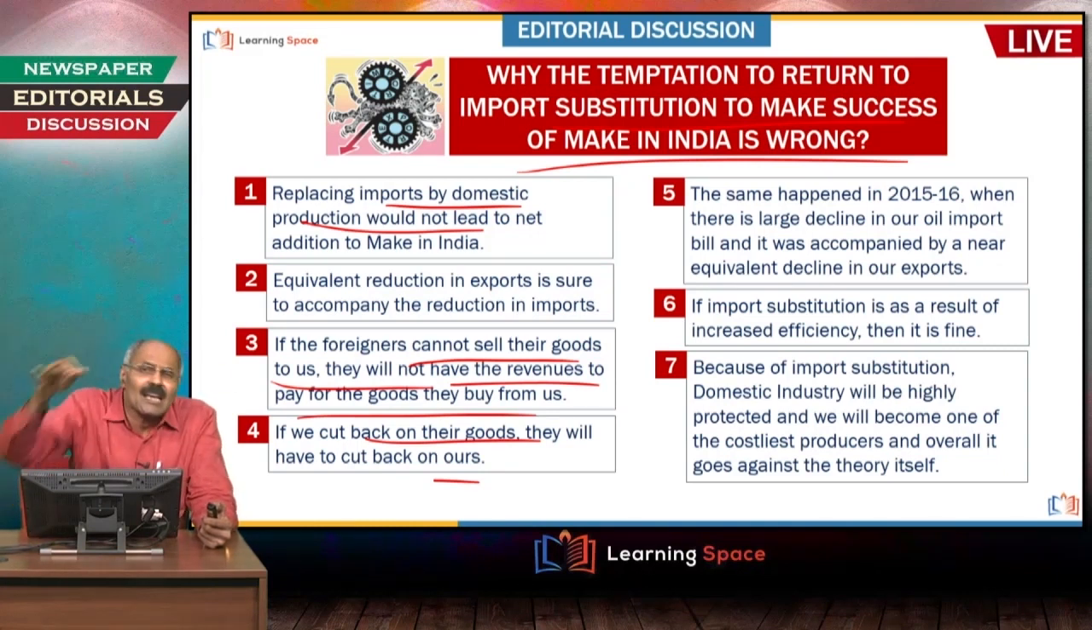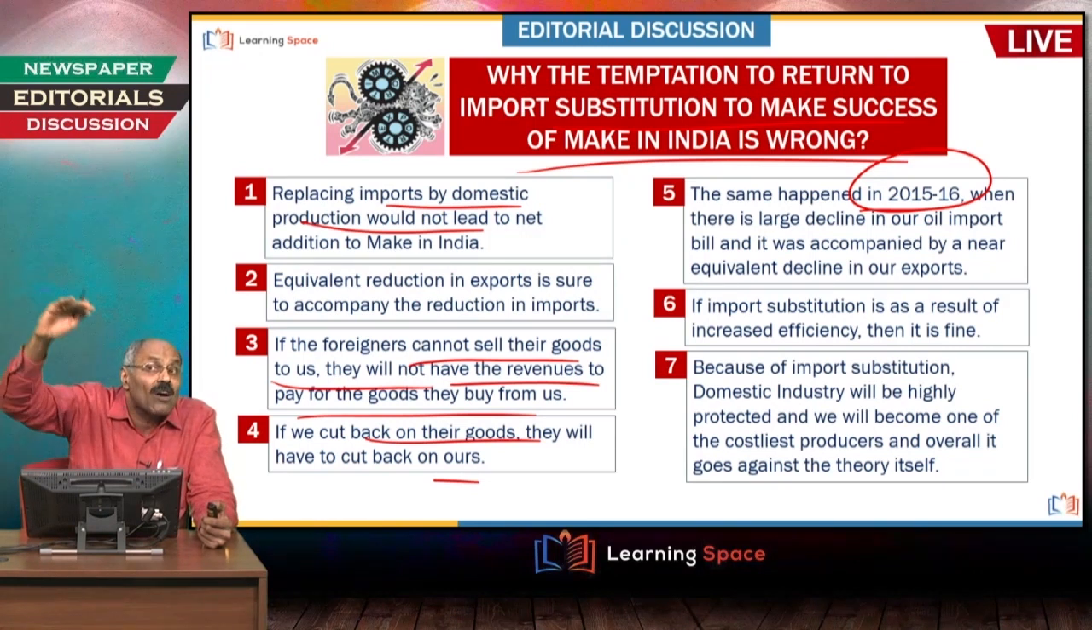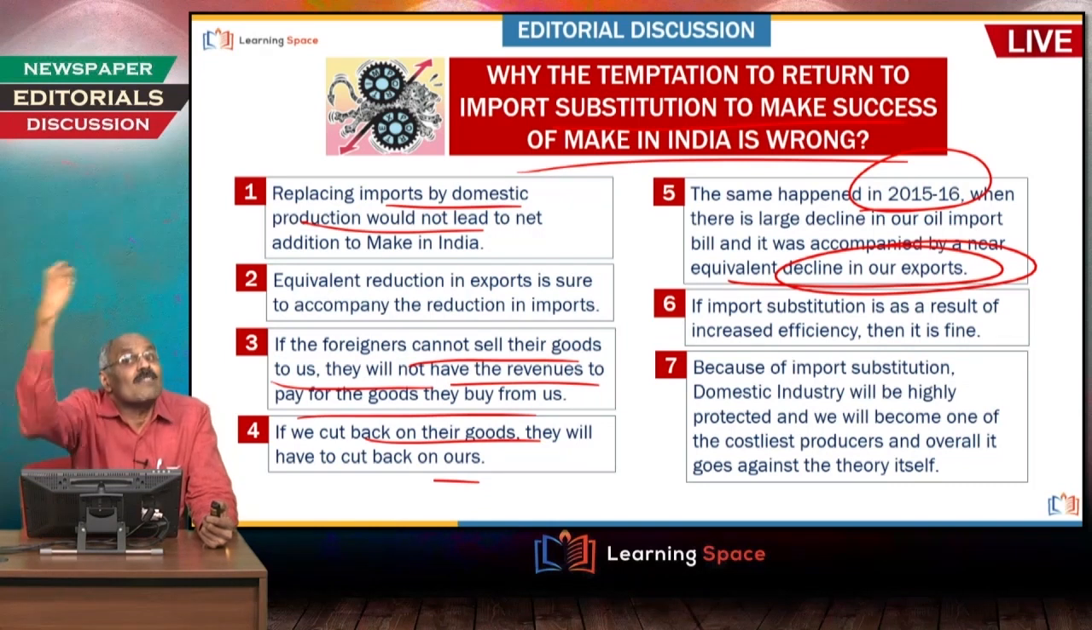So in the present day global arena, it is not possible in fact to control the imports, and this happened in 2015-16. When there was a large decline in our oil import bill because of the global fall in oil prices, the accompanying exports also declined. So both are interrelated. When we are purchasing foreign goods, they will purchase our goods. Now it became almost mutual existence.